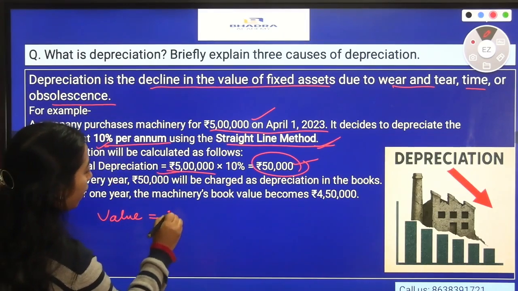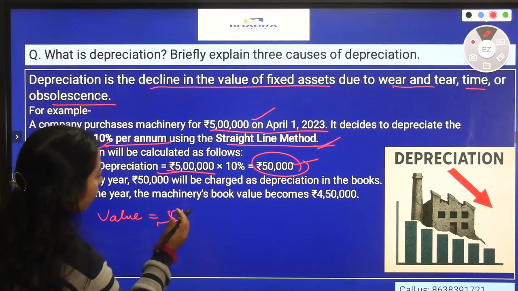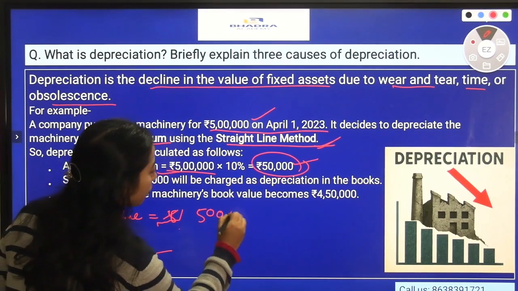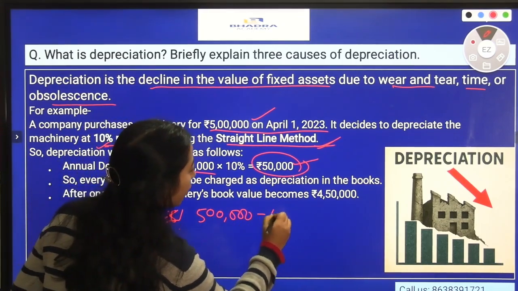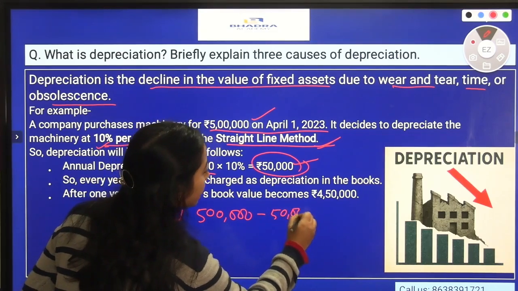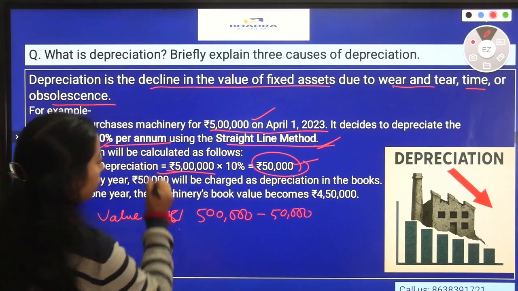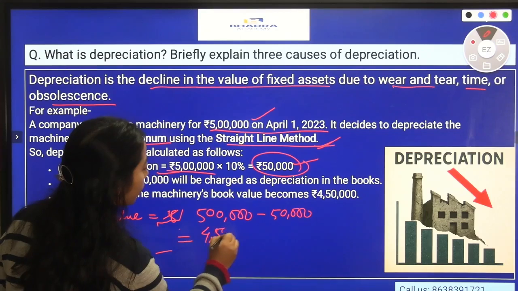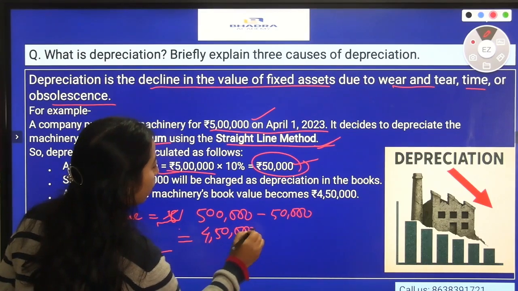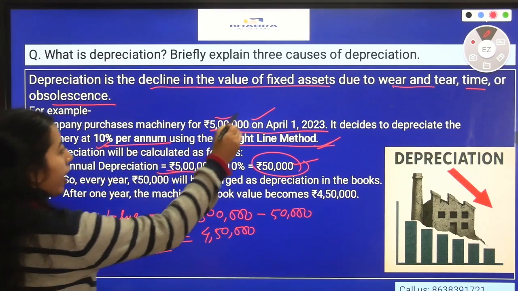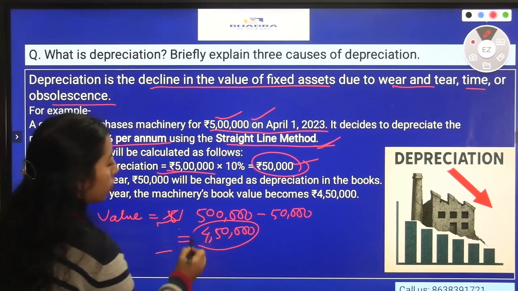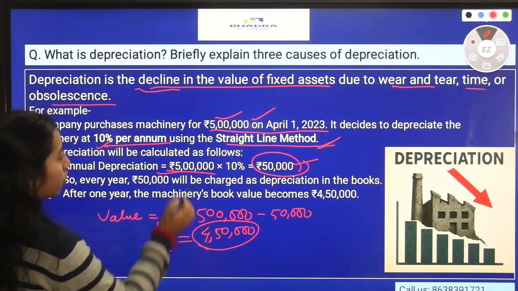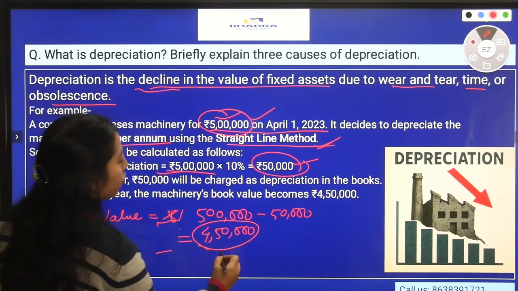From 5 lakh, if we decrease the value by 50,000, the 10% value, what do we have? We have 4 lakh 50,000. So the value of that machinery at the end of the year will be 4 lakh 50,000. So what happened here? There is a decline in the value of the fixed asset. From 5 lakh, the value became 4 lakh 50,000.